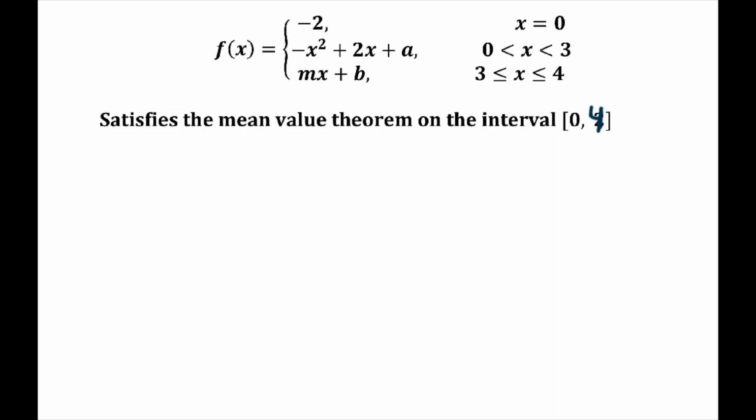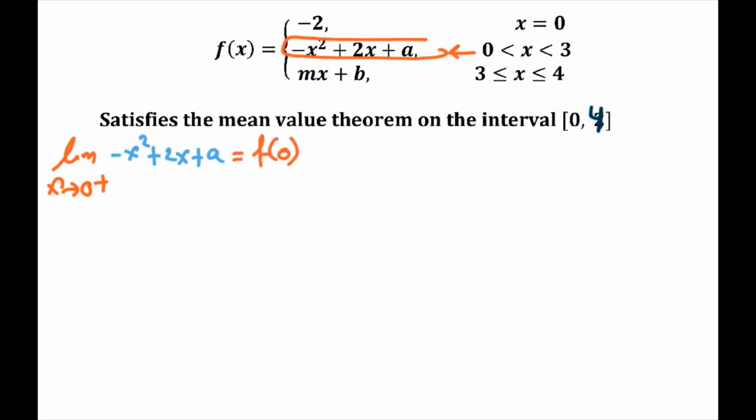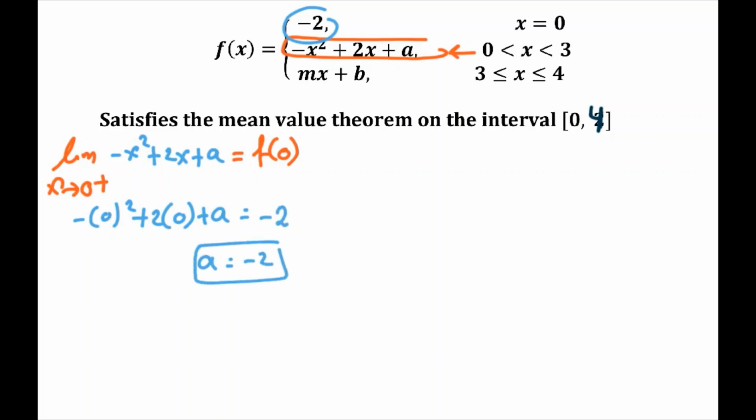So we are going to use these to find the missing numbers. Now I'm going to say, what about the limit as x approaches 0 from the right side? We are using this function here because that's from the right. So it's going to be negative x squared plus 2x plus a, and that's going to be equal to f(0). Let's substitute negative 0 squared. f(0) is negative 2, so a equals negative 2. So I found a.